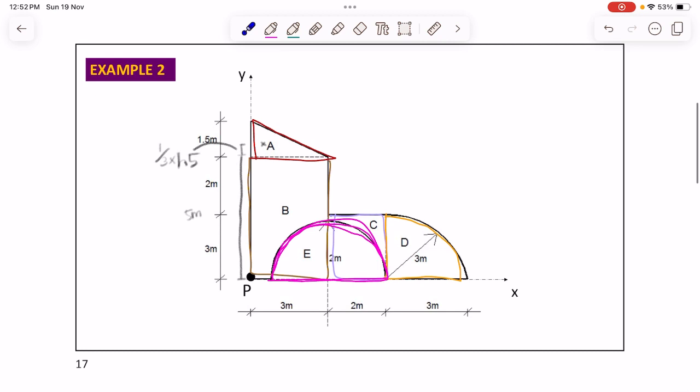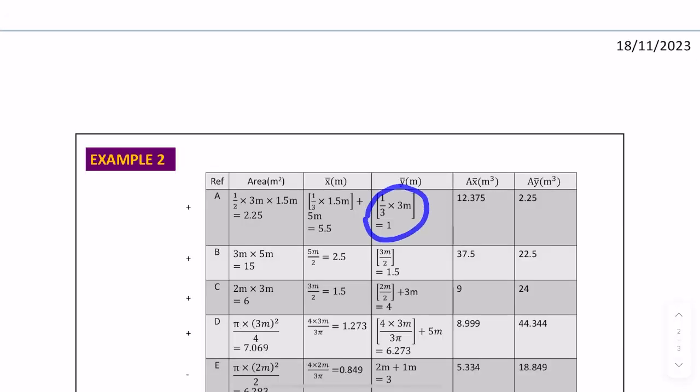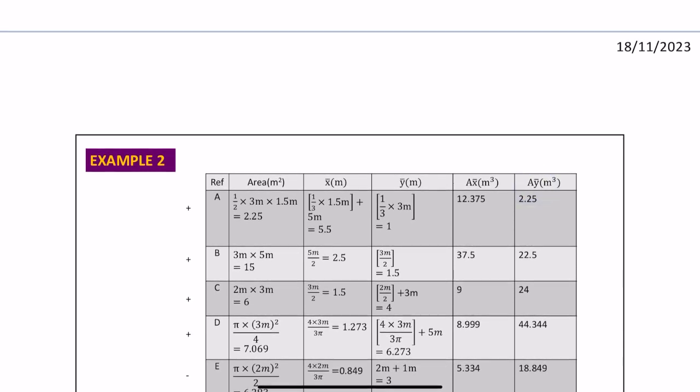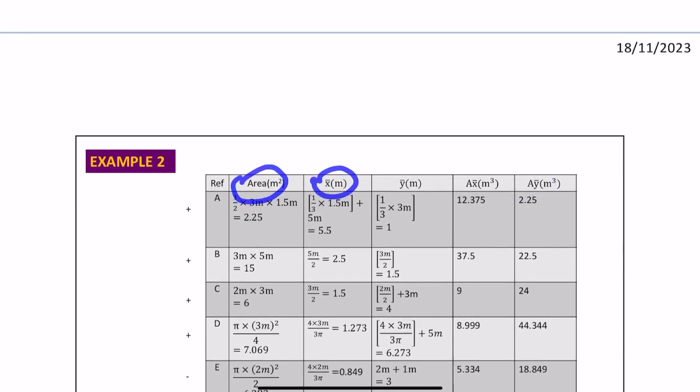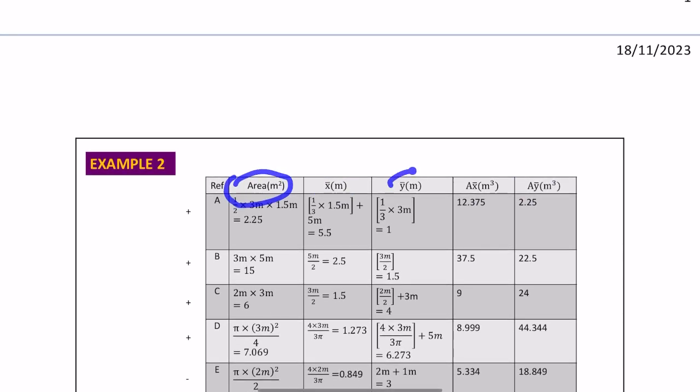For y bar, it should be the distance from the centroid of A to the y-axis. So, in this case, it should be this distance. Right? So, from the formula, it should be 1/3 times B. So, the B is 3 meter. Therefore, 1/3 times 3 meter. It is equal to 1 meter. For AX bar and AY bar, just simply multiply the area with x bar and the area with y bar.